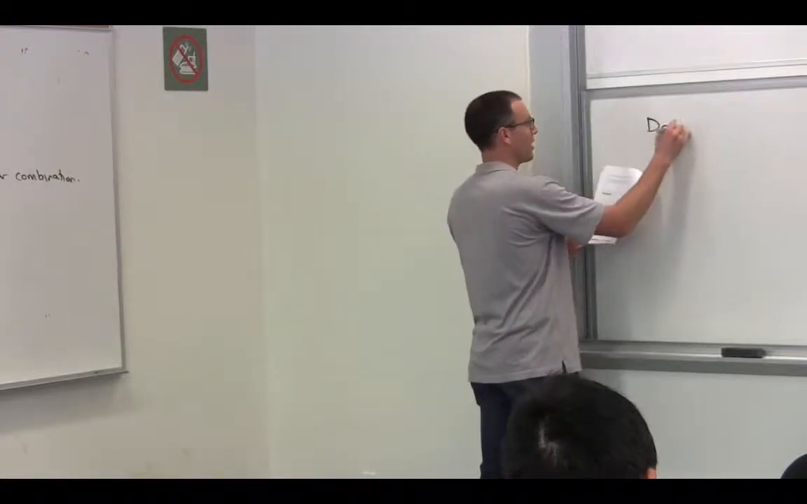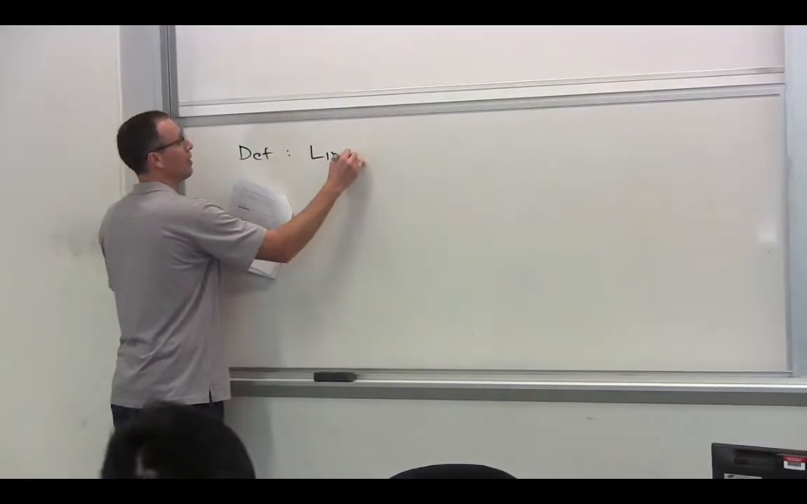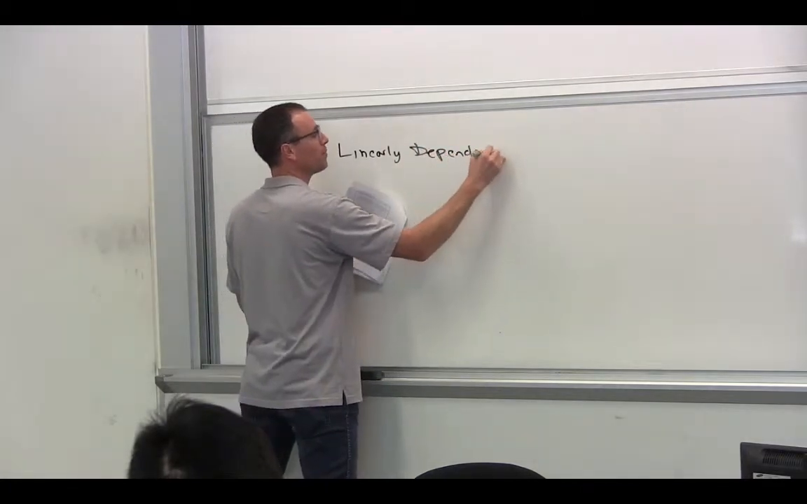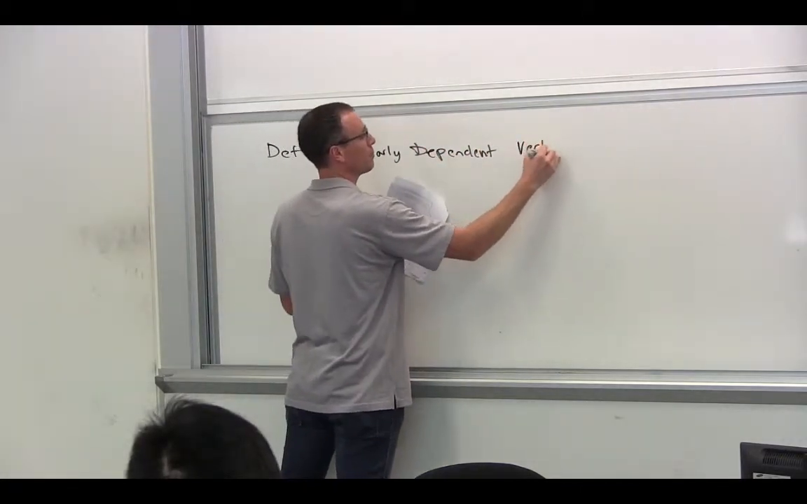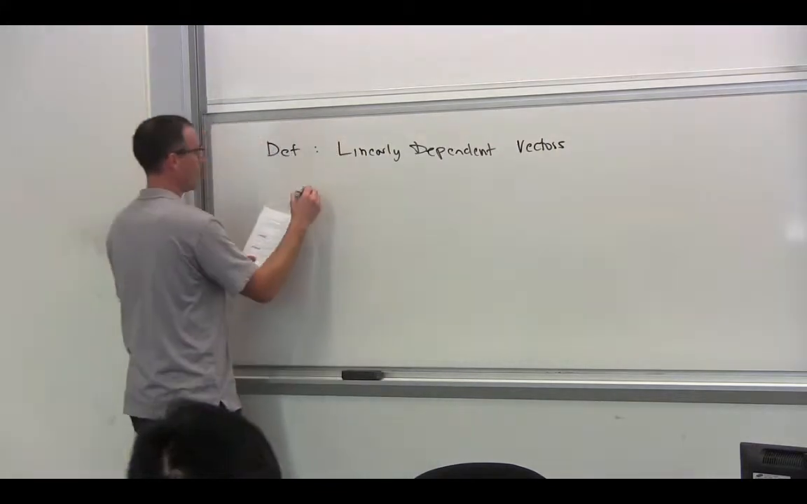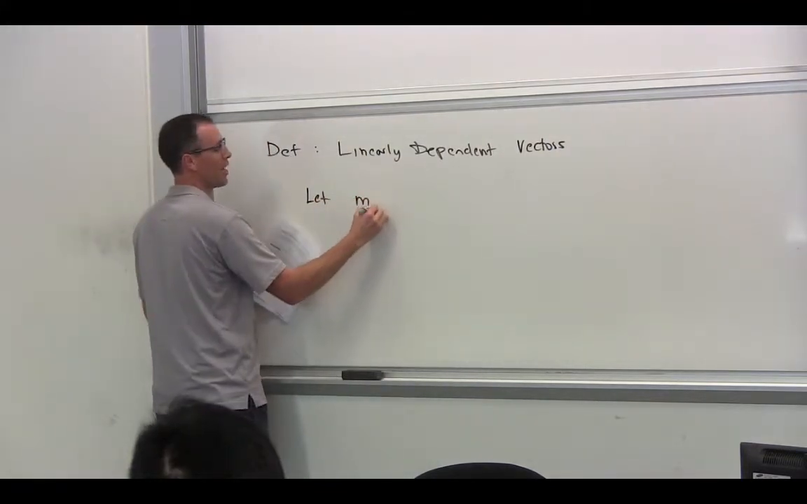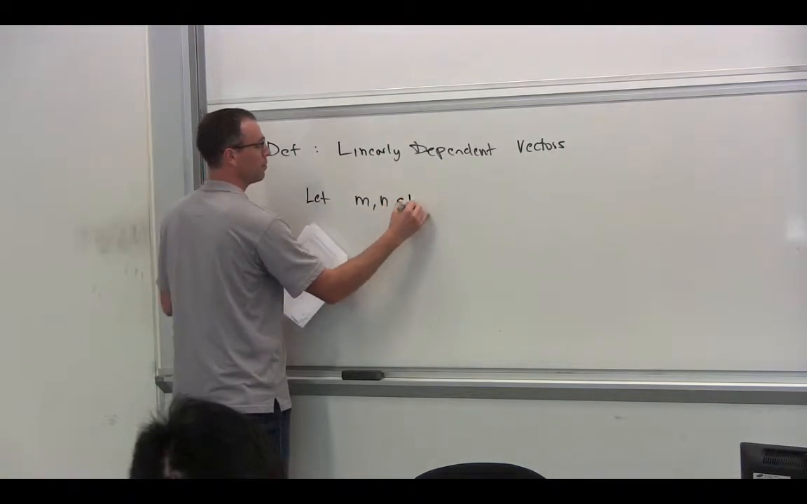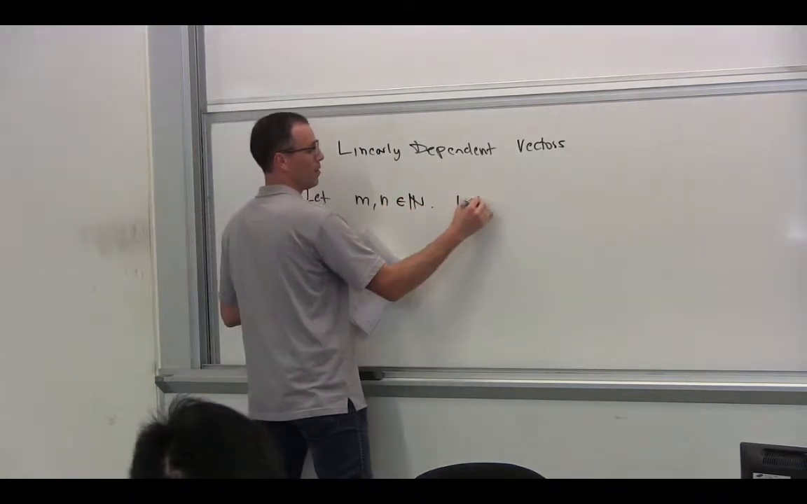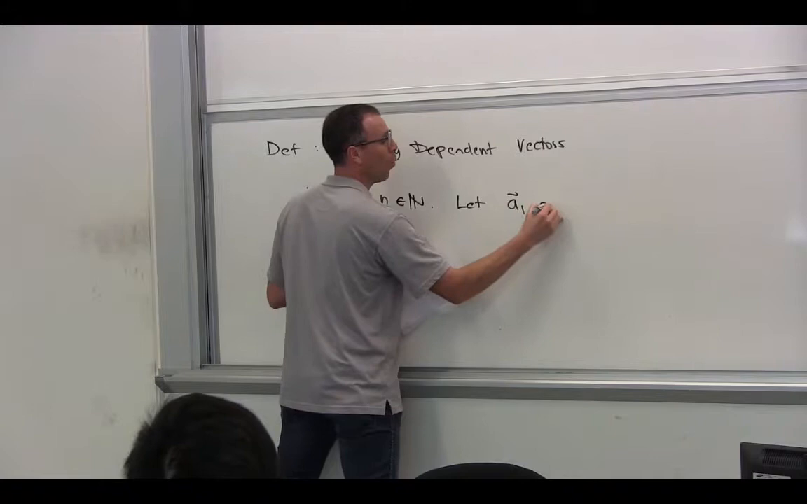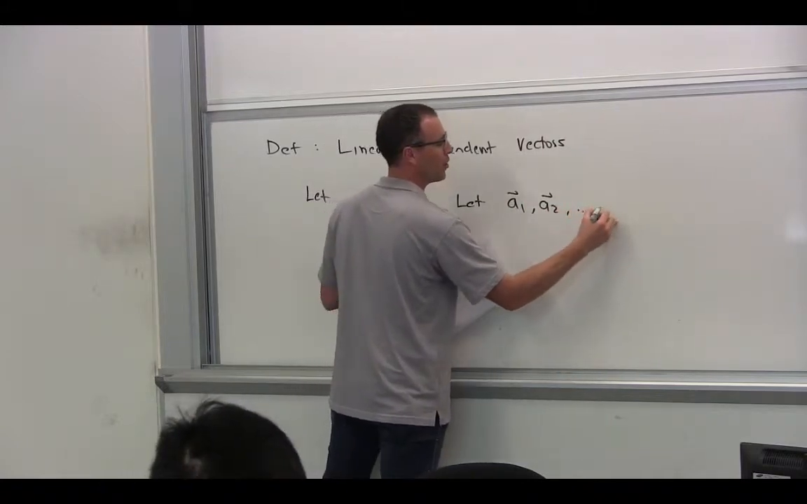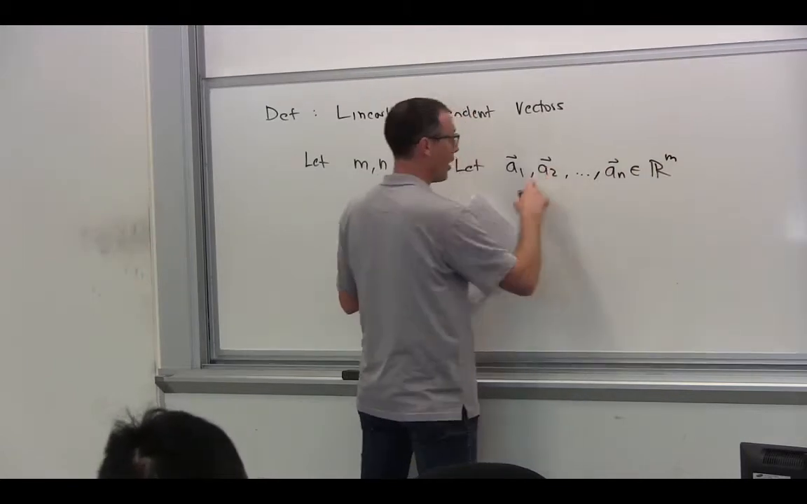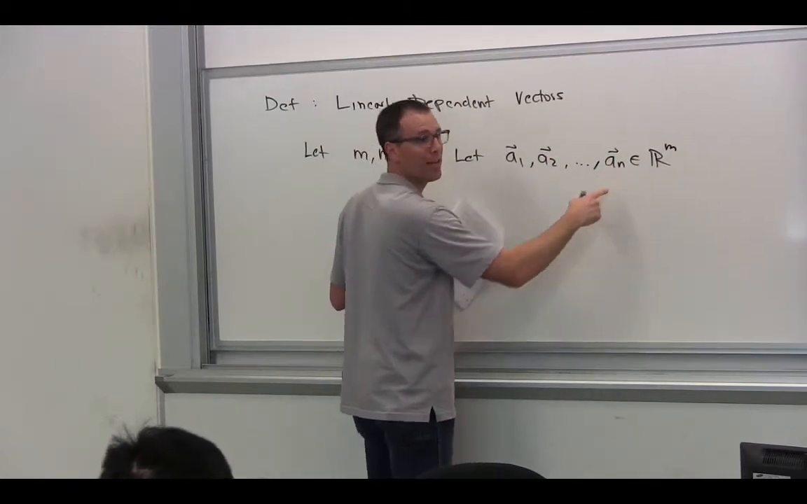So this is now our next definition. Linearly dependent vectors. Can you guess what we need in order to talk about linearly dependent vectors? Yeah. Well, what's the set of all vectors that we've been considering for this entire lesson? A1, A2, all the way to AN.